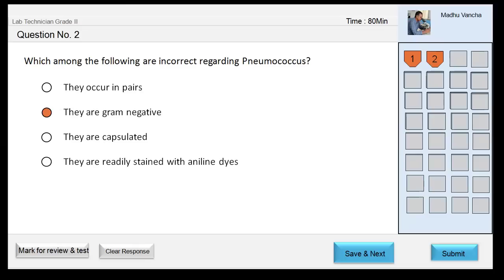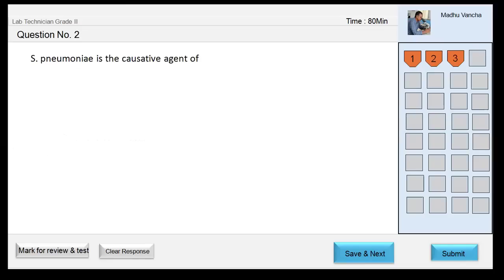That is incorrect. Actually, they are gram-positive cocci. So here the right answer is they are gram-negative cocci, that is an incorrect statement.